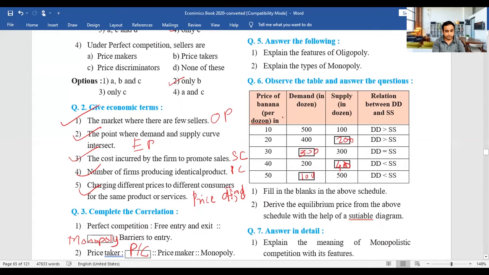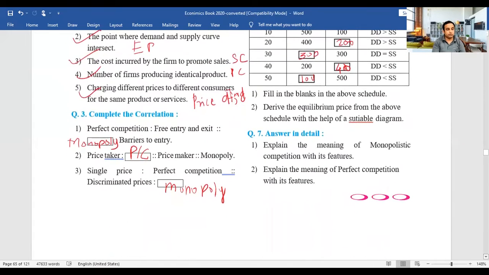Okay. Complete the correlation. Perfect competition, free entry, free exit; barriers to entry, monopoly. Price taker is perfect competition, price maker, monopoly. Single price, perfect competition; discriminated price, monopoly.